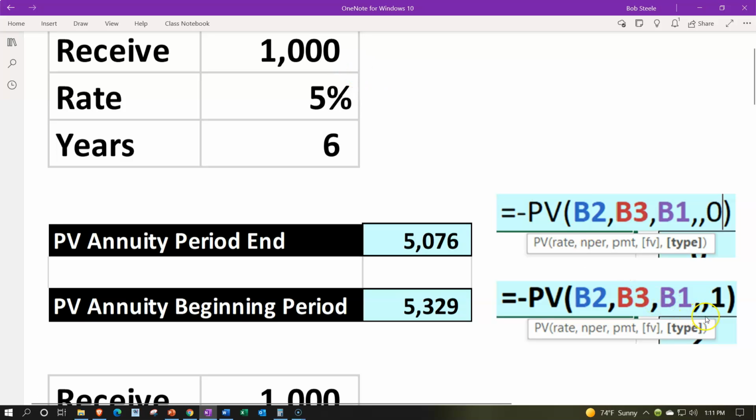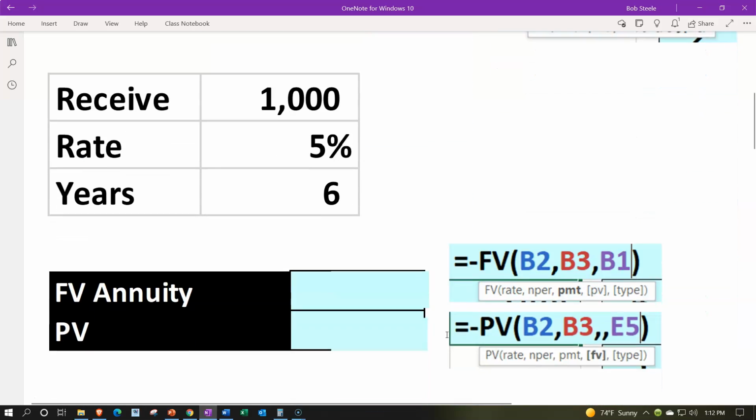Then we'd have 2 commas to get us over to the type field, and then we would indicate that we want the payments happening at the beginning of the period, this time indicated with a 1, which would result, as you can see, in a different number. It's a larger number because, again, the payment is happening at the beginning, so you would expect the interest to accrue sooner as the payment is happening at the front end.